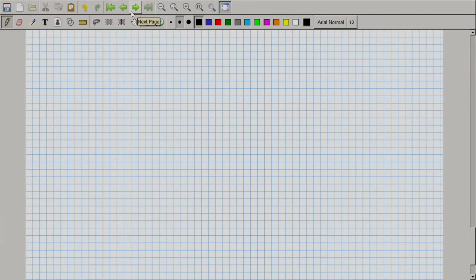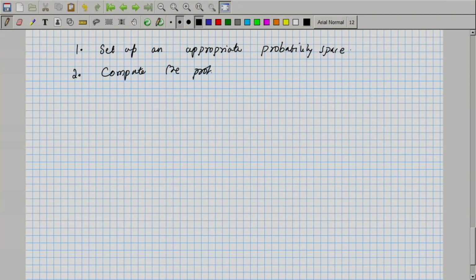When we use the probabilistic method, typically the proof proceeds in three steps. First, we have to set up an appropriate probability space. Then we sample from this probability space and compute the probability of an event. And in the third step we compute the asymptotics.